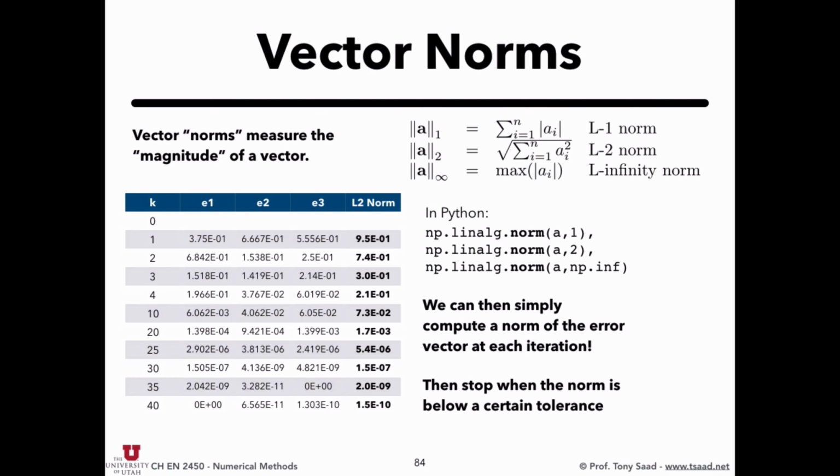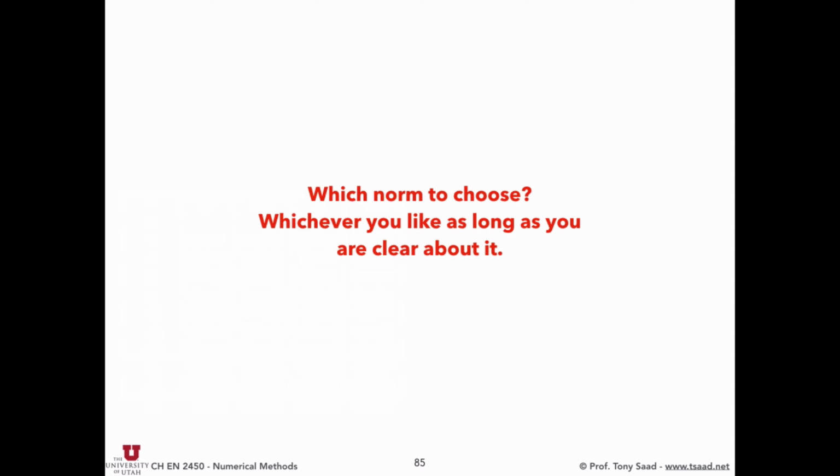Now, again, which norm do you choose? It doesn't matter, as long as you are clear about it. I typically take the L2 norm. It's easy and gives you a sense of an average. But they're all good. These norms are called L1, L2, and L infinity. There's L3, L4, L5, and an infinite number of norms, but the ones we typically use are L1, L2, and L infinity.